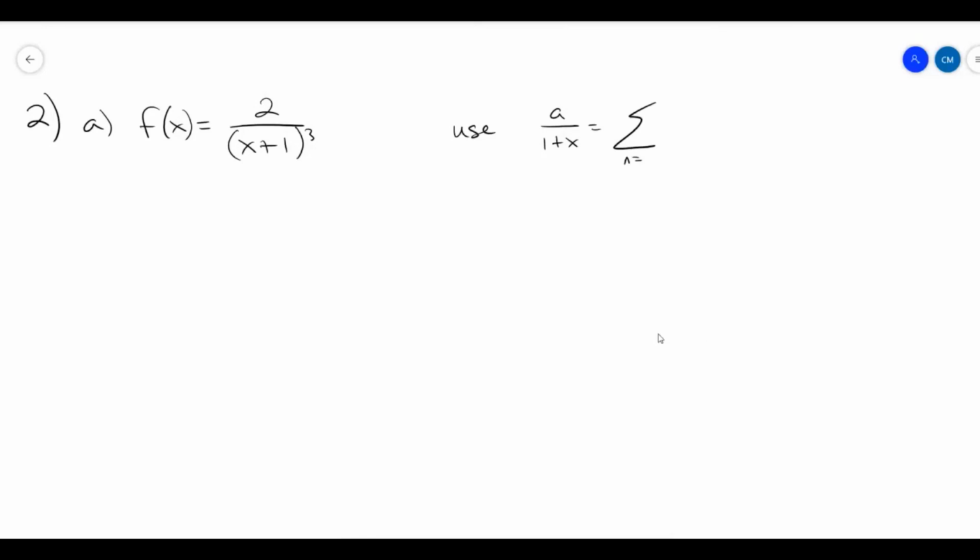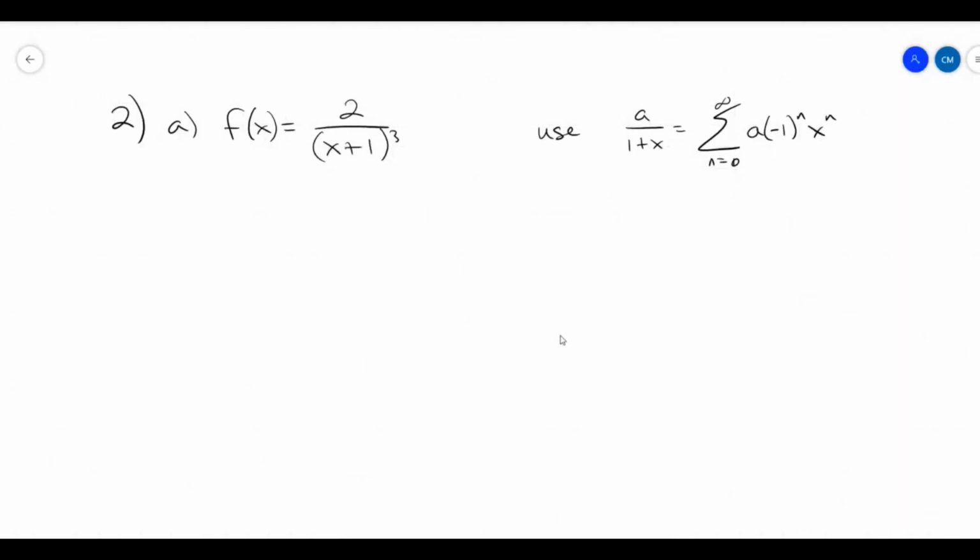And the goal here on part A is to find a power series representation for 2 over (x plus 1) cubed. Okay, now, so again, in this case we're going to use that second one of those, where you have a over 1 plus x is equal to this power series. It says that we're supposed to do that, right? Right above the problem.